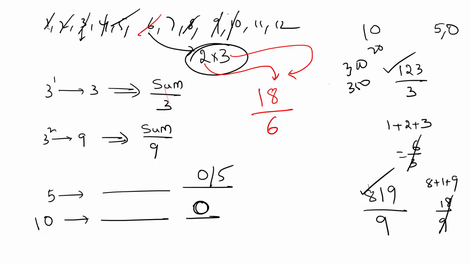Done with 6. Don't worry, I will write all the rules once again. I just want to explain, then I will come back to all the rules one more time. Next, let's go for 7, 11 and 12.